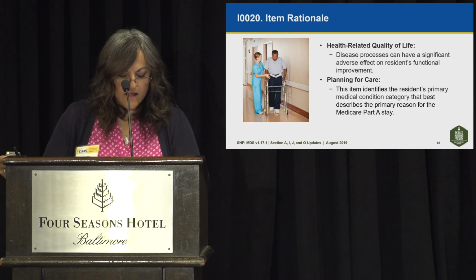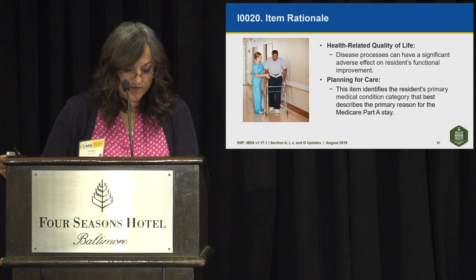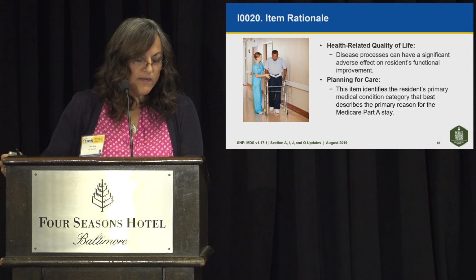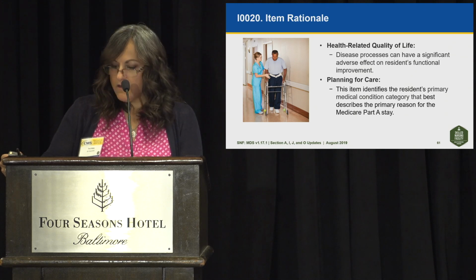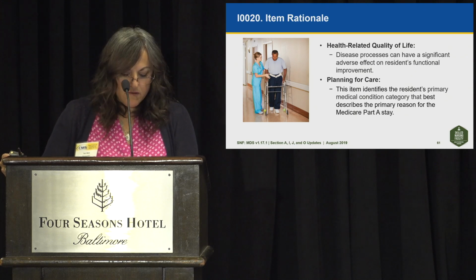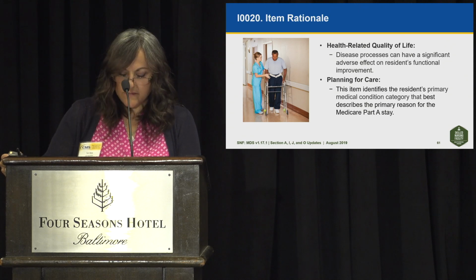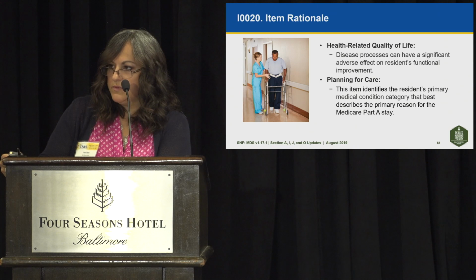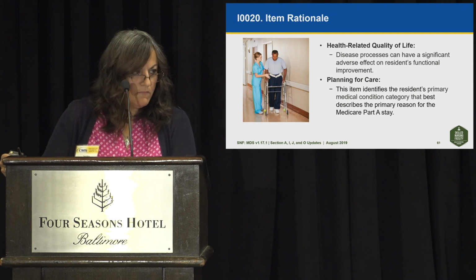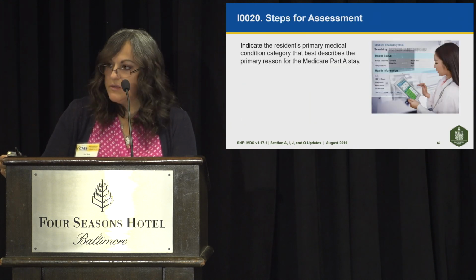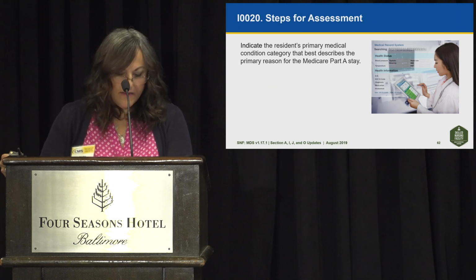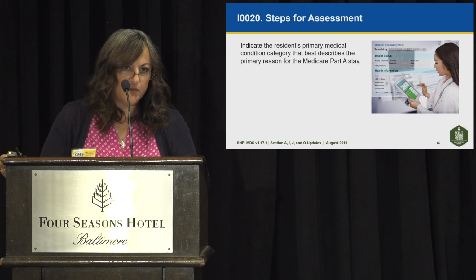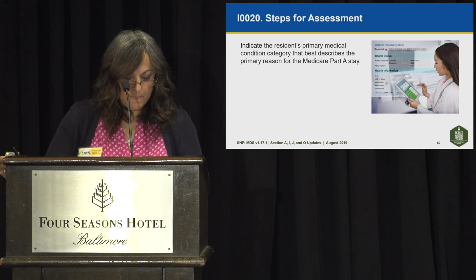So the item rationale here is that disease processes can have significant adverse effects on a resident's functional improvement and therefore improve their quality of life. Under planning for care, this item is going to identify the primary medical condition category that best describes the primary reason for the admission to the SNF stay so that you can plan for the resident's care. In order to complete this item, you need to identify the resident's primary medical condition category that best describes that primary reason for the Medicare Part A admission.